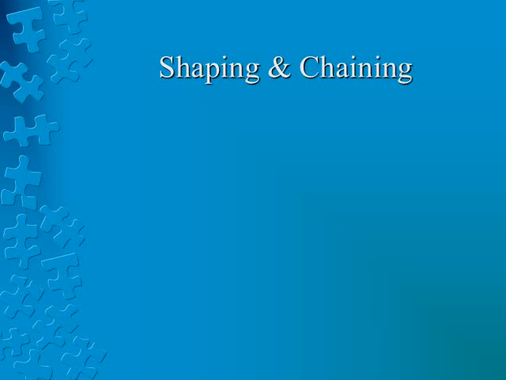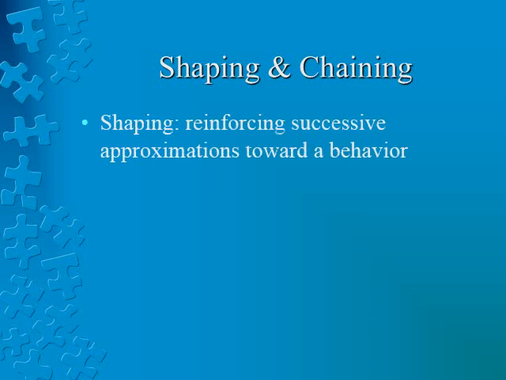Now, before we conclude our lecture on operant conditioning for this video, I have something that I want to let you guys know about. It's called the process of shaping and the process of chaining. Shaping and chaining are extremely important tools to anyone who uses operant conditioning to alter anything's behavior. Shaping just means that you reinforce successive approximations toward a specific behavior that you want.